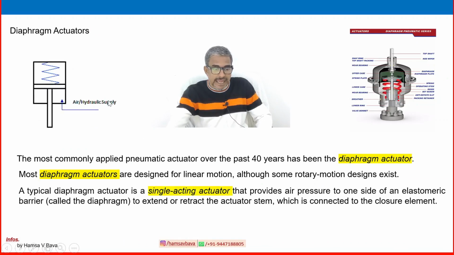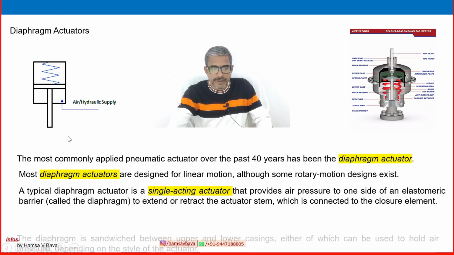A typical diaphragm actuator is a single acting actuator that provides air pressure to one side of an elastomeric barrier called the diaphragm, here, to extend or retract the actuator stem, to move up and down simply speaking, which is connected to the closure element. The bottom area is connected to the closure element.